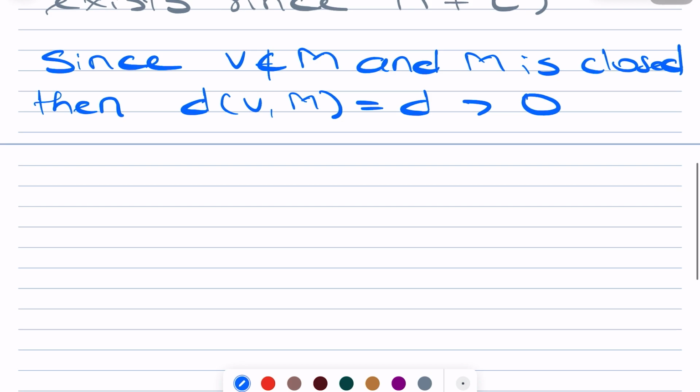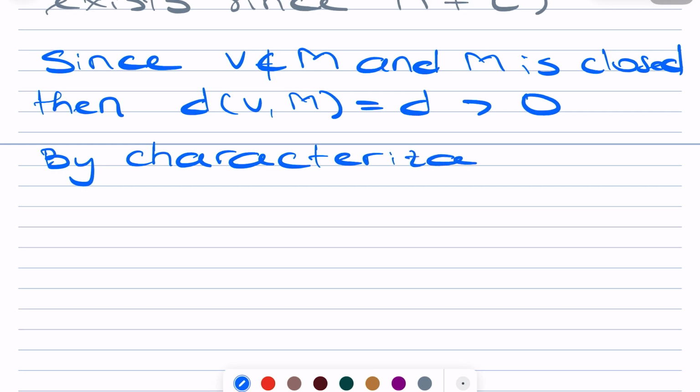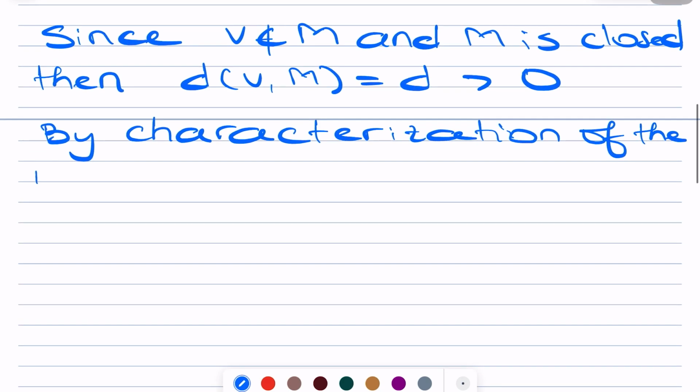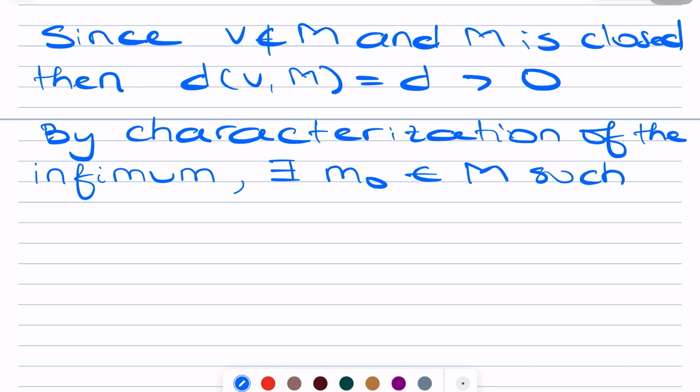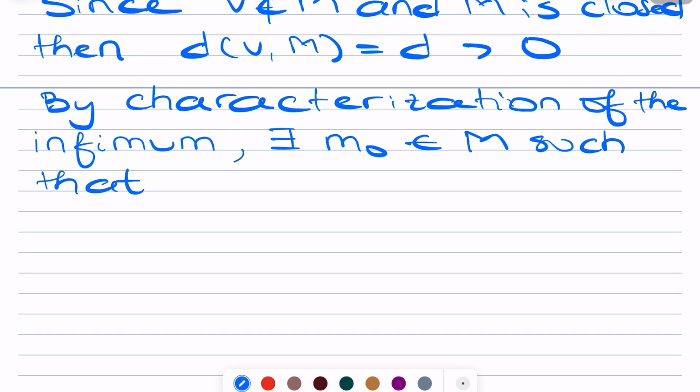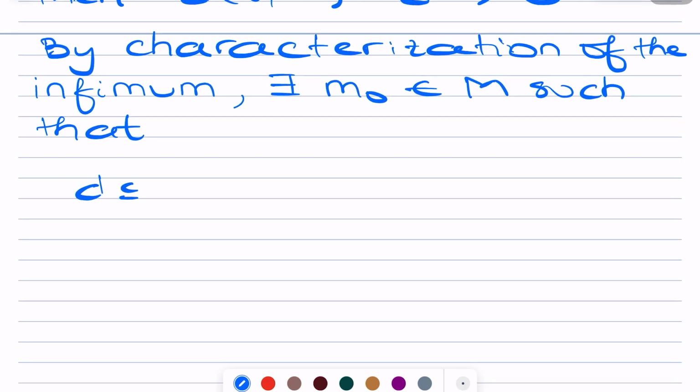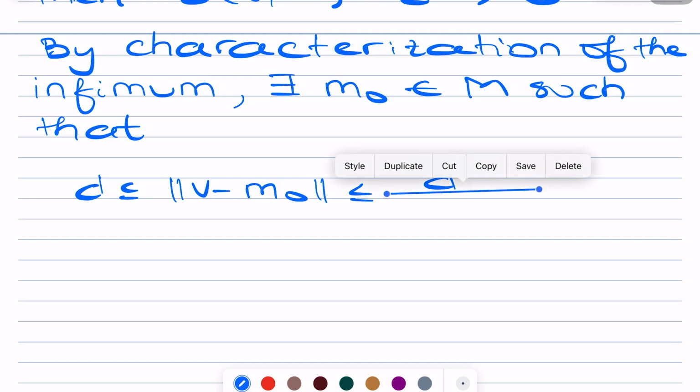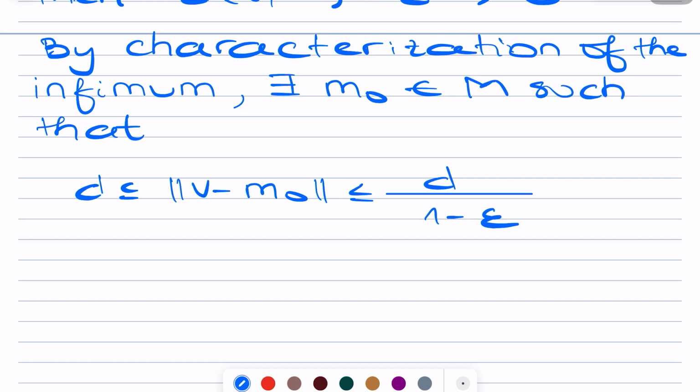Now, by characterization of the infimum, there exists m0 in M such that d is less or equal than the norm of v minus m0, which is less or equal than d over 1 minus epsilon, and this is of course for every epsilon positive.